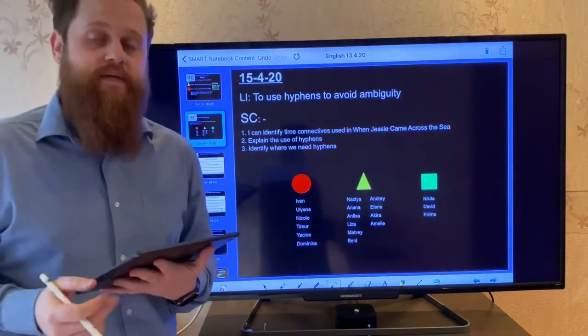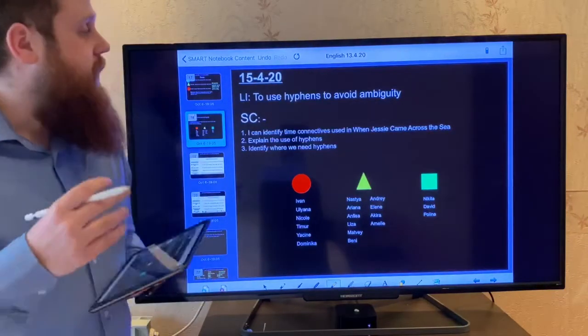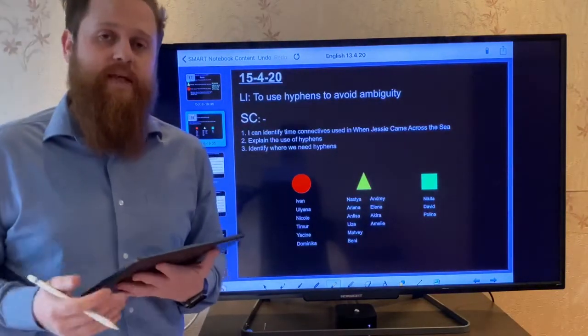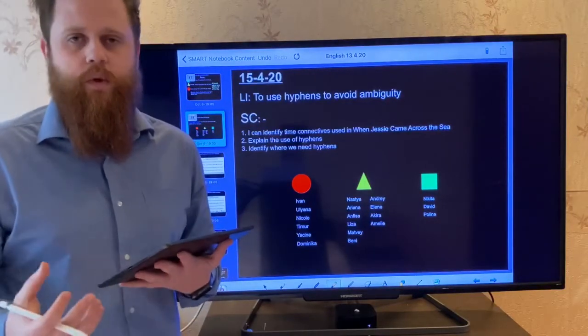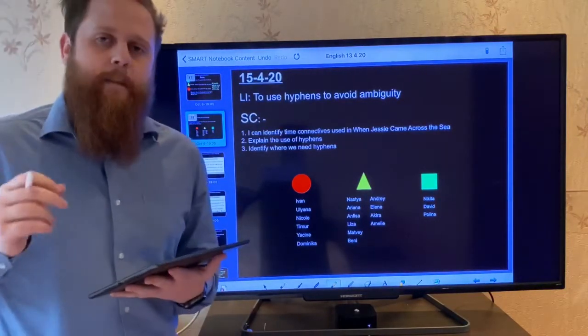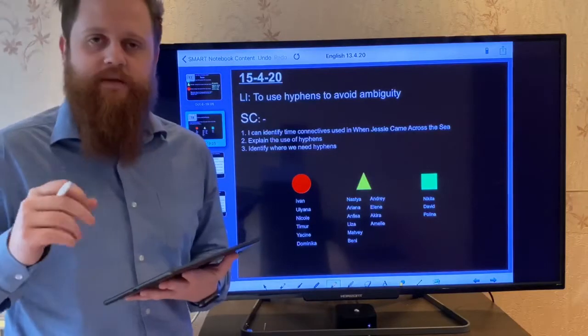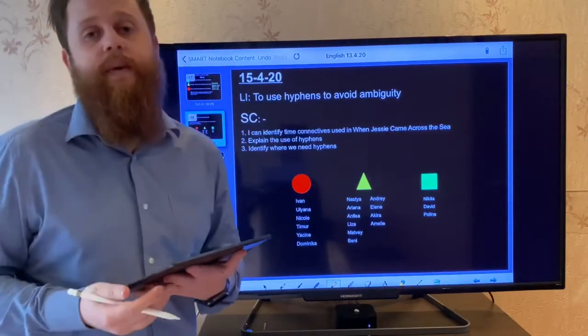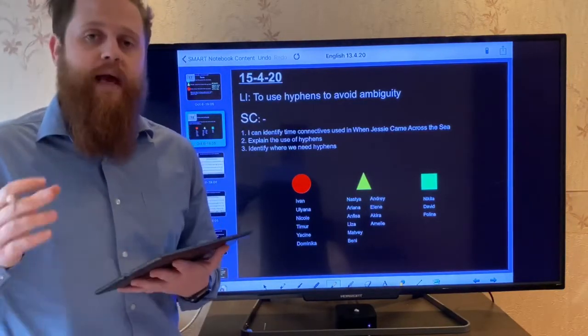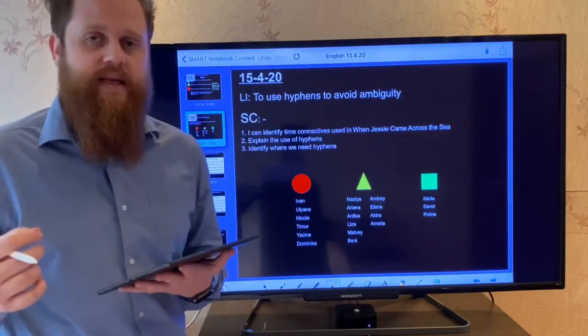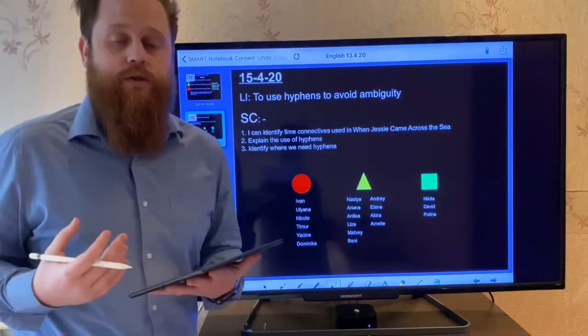It is Wednesday the 15th of April, and we're going to be looking at using hyphens to avoid ambiguity. Now, ambiguity means confusion, okay? Before we start, make sure you've got a pen or a pencil and a piece of paper near you to make down any notes that you want to make as I'm speaking. And remember, you can pause the video at any point if you need to work anything out, okay?